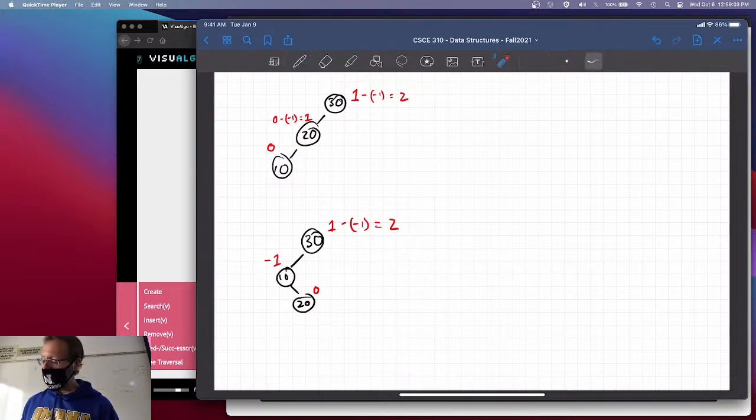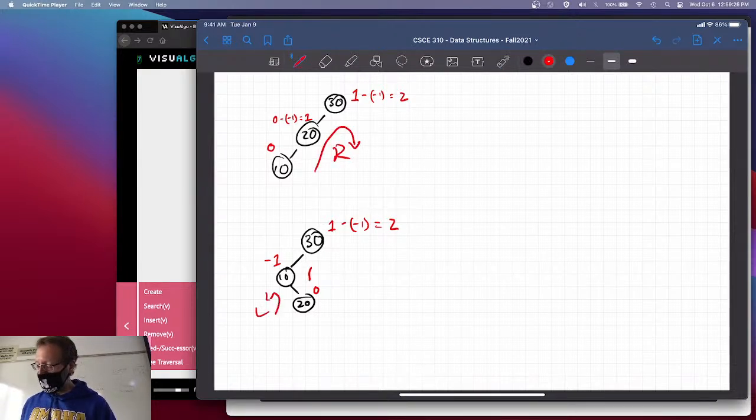But the key difference here is this is unbalanced. It's unbalanced to the left because this is positive. So you look at the left child, and is it unbalanced? Well, no, it's not. It's 1. But that tells you that it is also skewed to the left, meaning that you need to now do a right rotation.